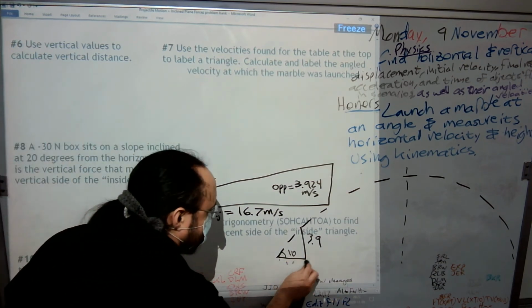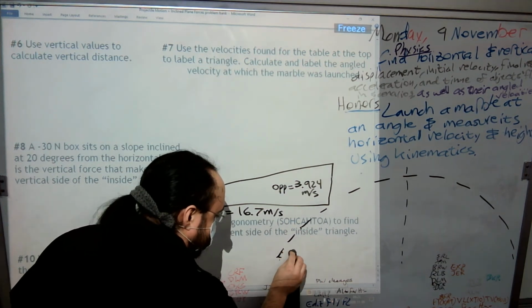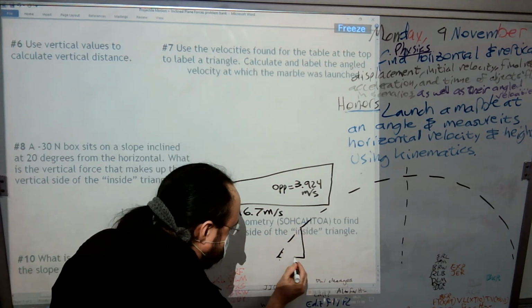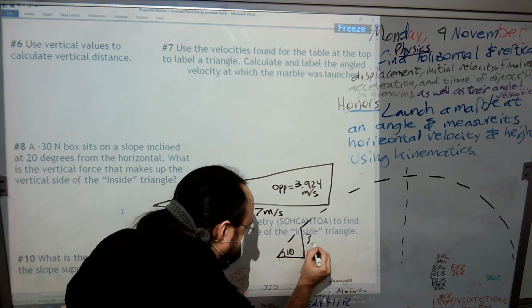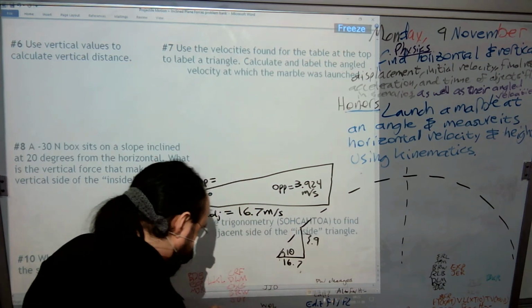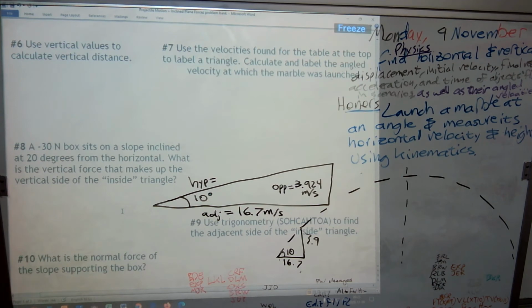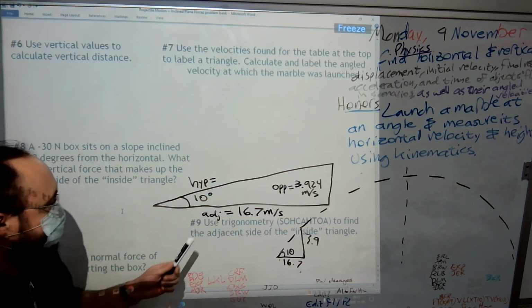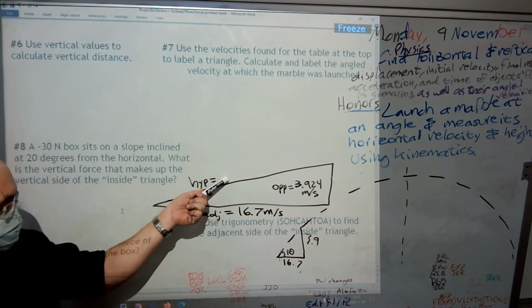But this triangle's really small, so I guess I can leave that there. 10, 3.9, 3.7. All right, so let's try it out. We're trying to find this one.